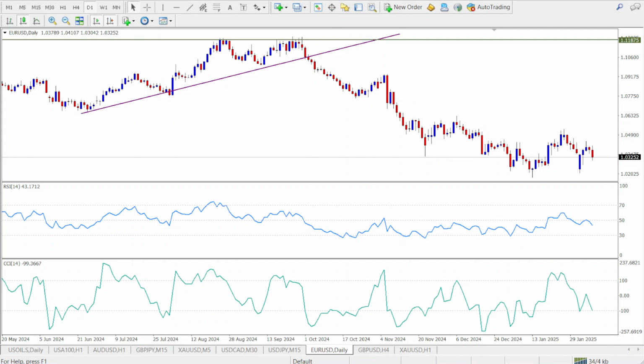Now, one key difference between the RSI and the CCI is that the CCI can help traders to spot breakouts and hidden momentum shifts that the RSI might miss. It's often used in trend following and breakout strategies, especially in volatile markets. So if you are looking for an indicator that adapts to market cycles and gives early entry signals, then CCI could be your go-to indicator.